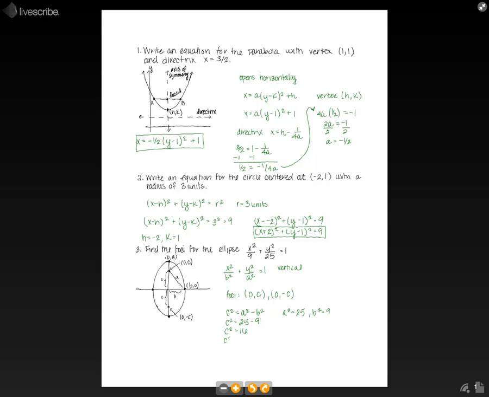So if we take the square root of both sides, then we get c is equal to 4, which means that the foci of this ellipse are at (0, 4) and (0, negative 4). And that's our answer.